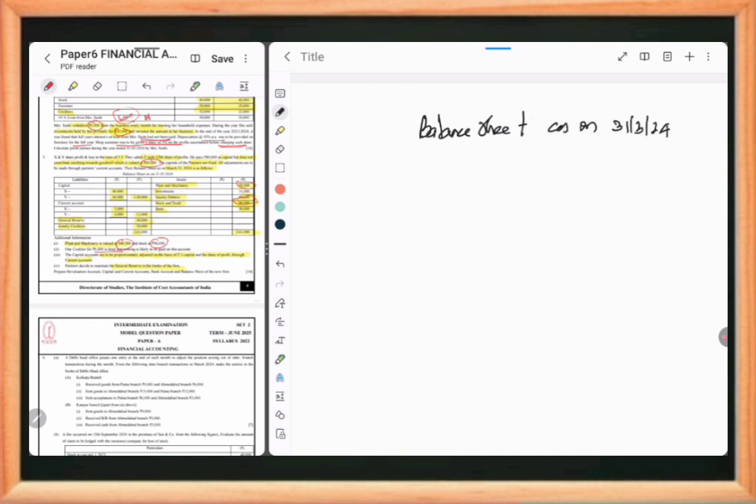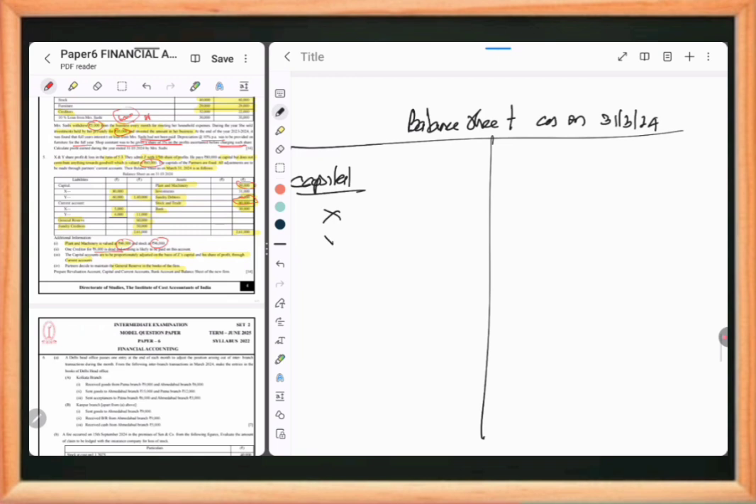March 24. As per the capital account, the capital should be based on Z capital. So how much capital? For X it must be 2 lakhs, for Y 1,20,000, and for Z 80,000 rupees. General reserve is also maintained in the balance sheet, so 60,000 rupees should be shown.